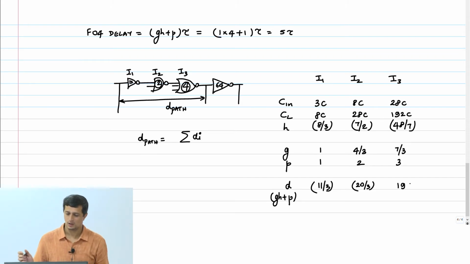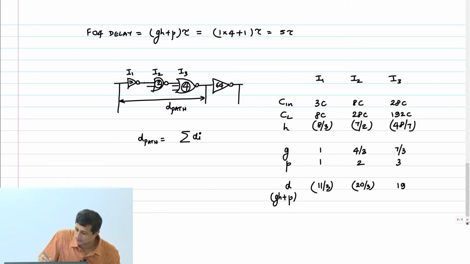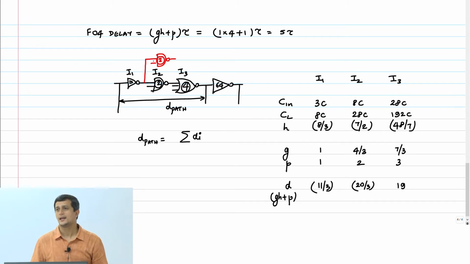So you have to be careful only in the following case. What if I modified this circuit like this? This also is 2x. I add another NAND 2 in parallel, loading my inverter I1. Which of these numbers will now change? CL of I1. This will become plus 8C. What about C in of I2? Will that change or will that not change? That will not change.